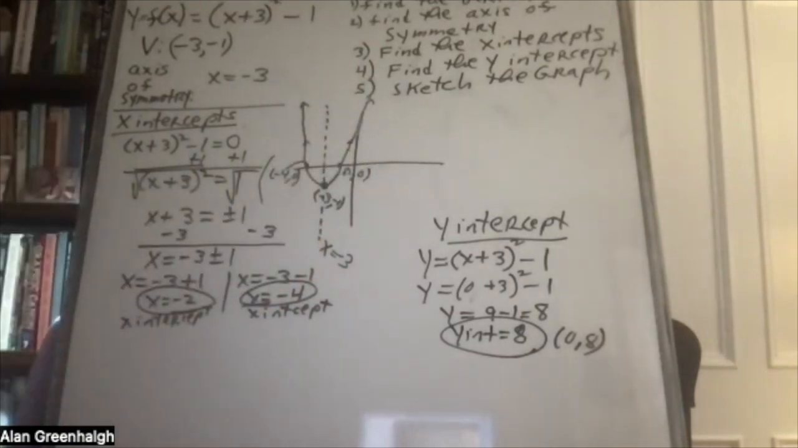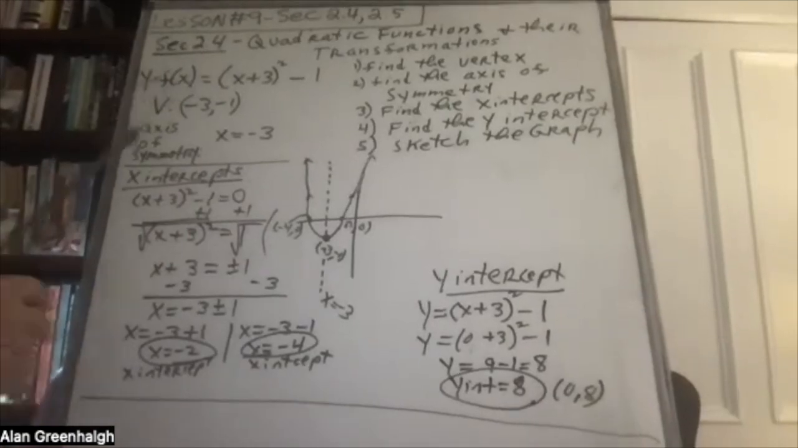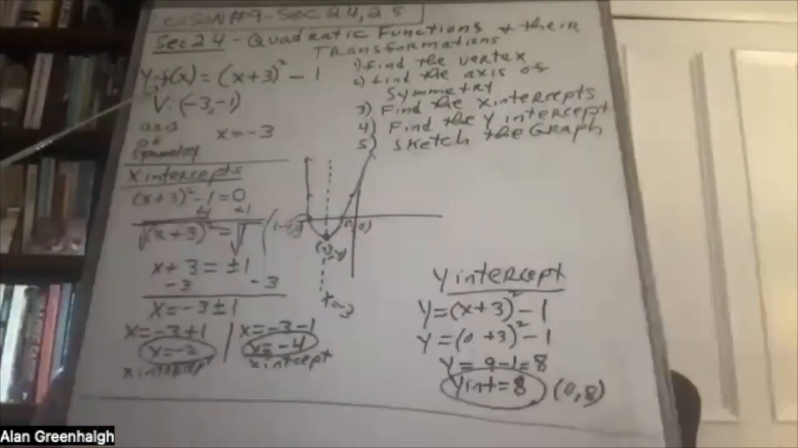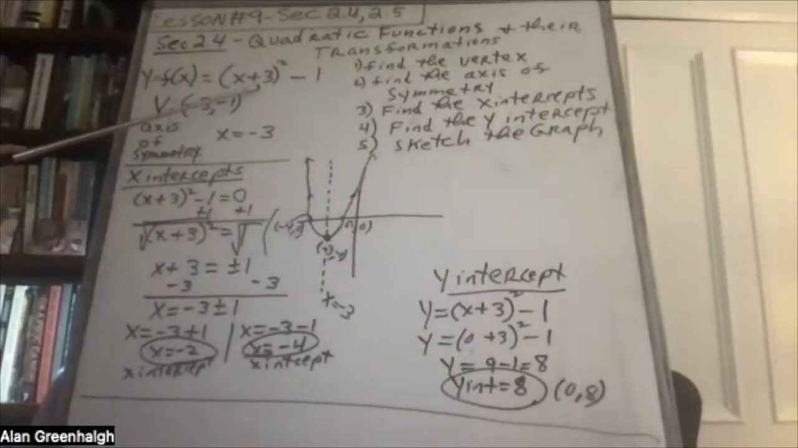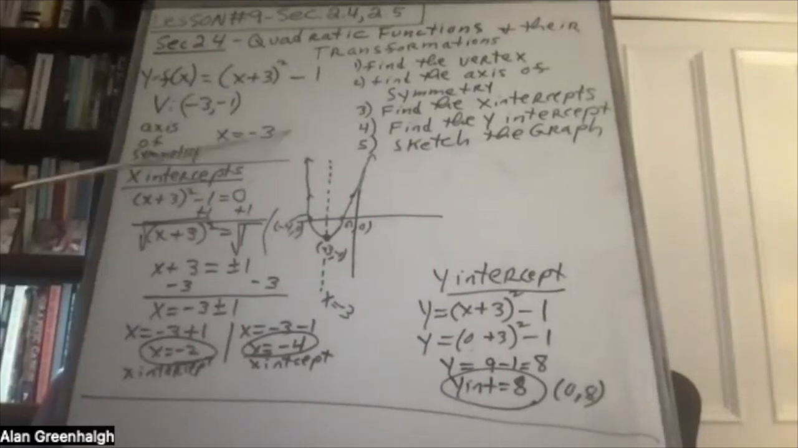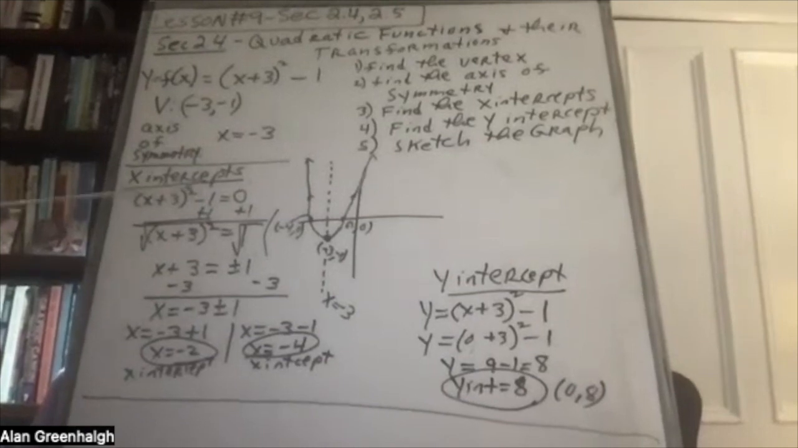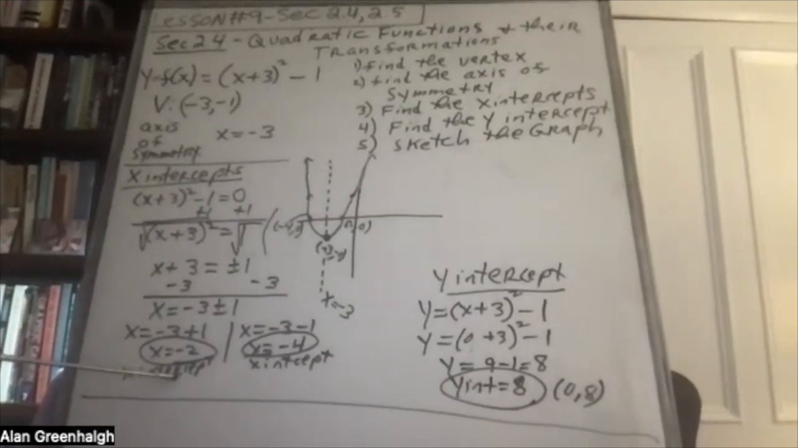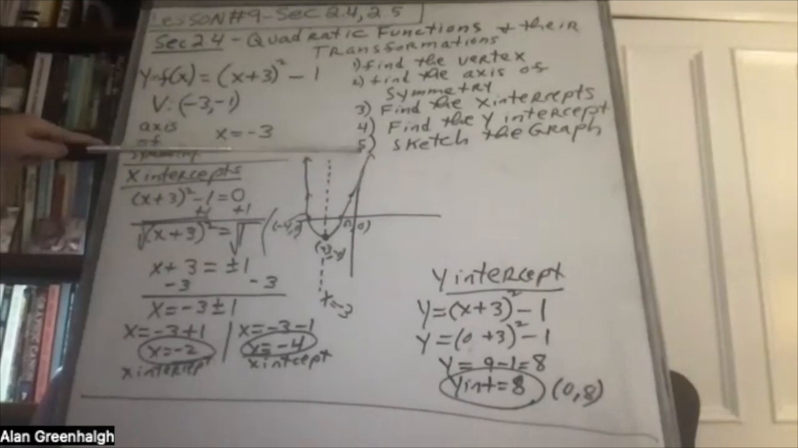And that's the end of the problem. Let me review this problem. You're given a quadratic function. First, you find the vertex, -3, -1. Very good. Then the axis of symmetry, x equals -3. That's great. Now you need to find the x-intercepts. We did that. I checked it over again already to make sure. The x-intercepts are -2, -4. There it is. But we need to know how far over it goes.